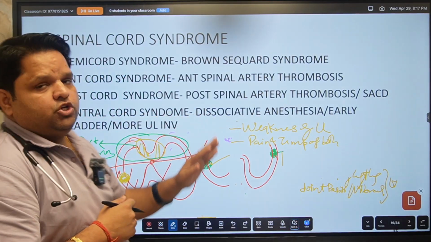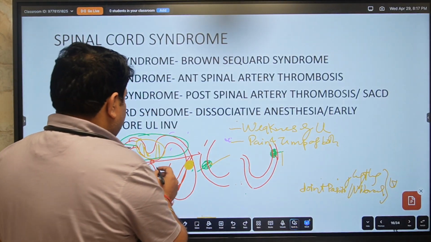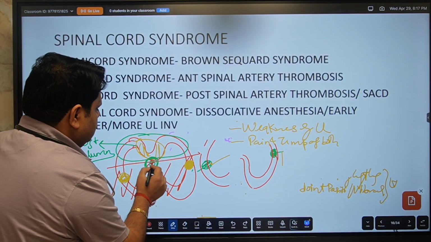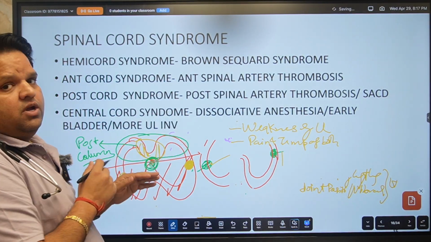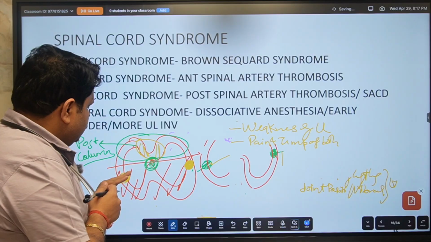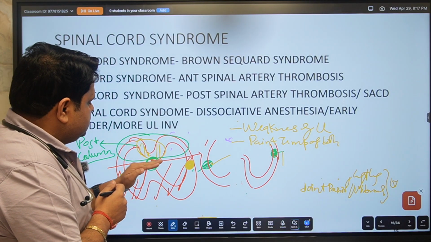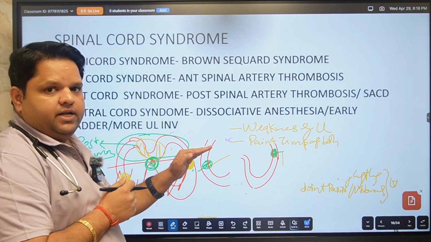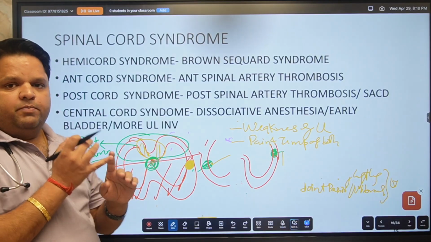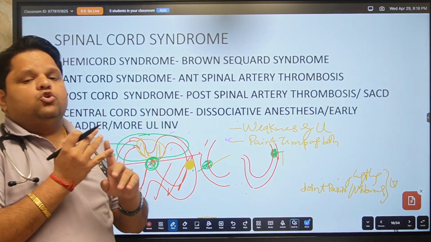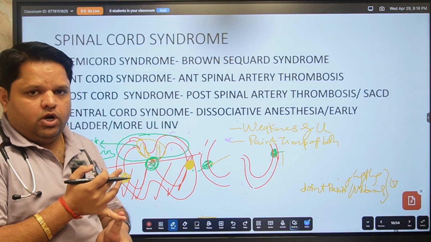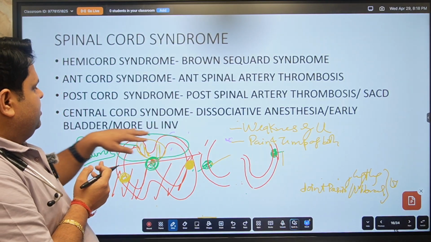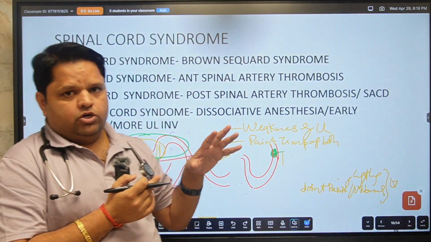Then the central cord syndrome. In central cord syndrome, the central cord is involved. So it causes dissociative anesthesia, because the lateral spinothalamic tract fibers cross the midline near the central canal, so the pain and temperature fibers are involved. So there is loss of pain and temperature, but sparing of the posterior column, and early bladder involvement is seen in central cord syndrome.